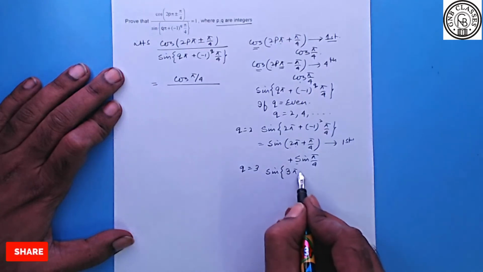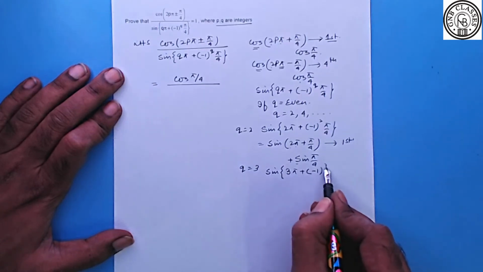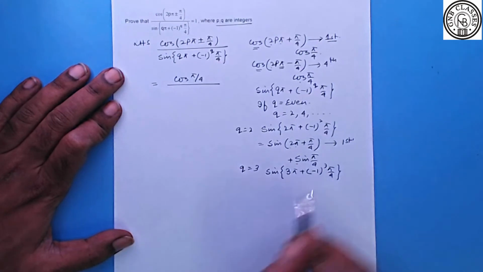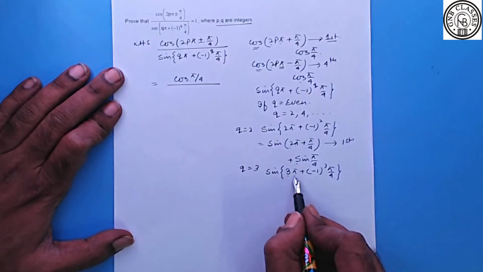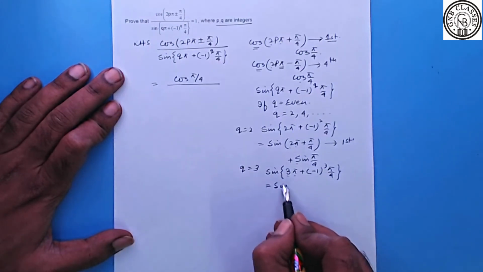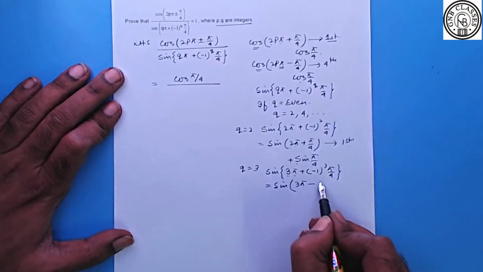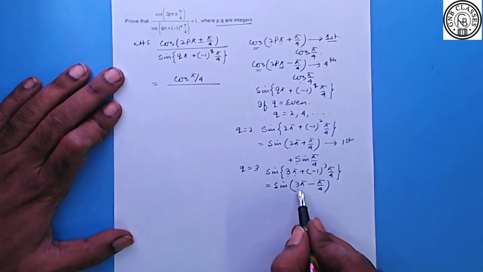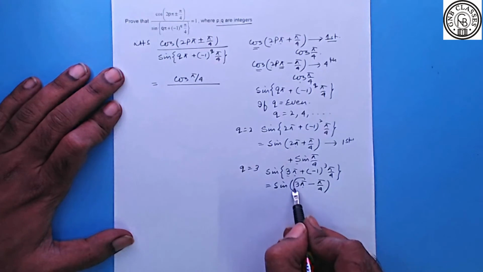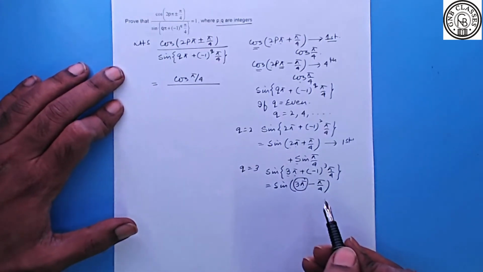Sin of (3 pi minus 1 whole cube pi by 4). Look at it very carefully. 3 pi is written as 3 pi minus pi by 4. Look at 3 pi very carefully. Here the multiple of pi is odd.